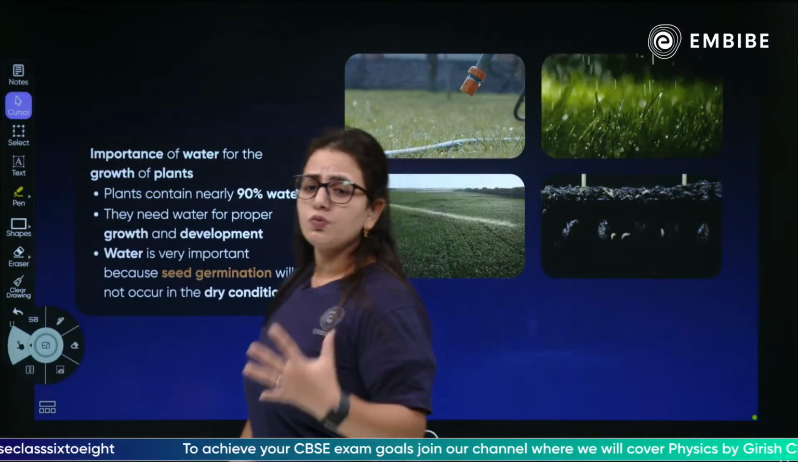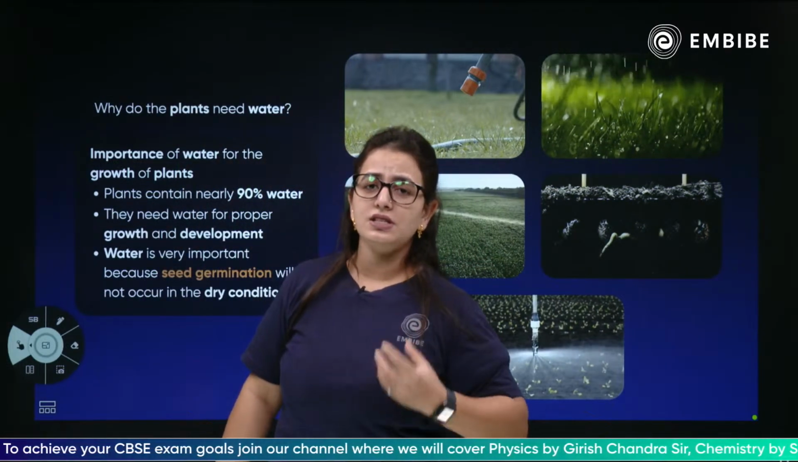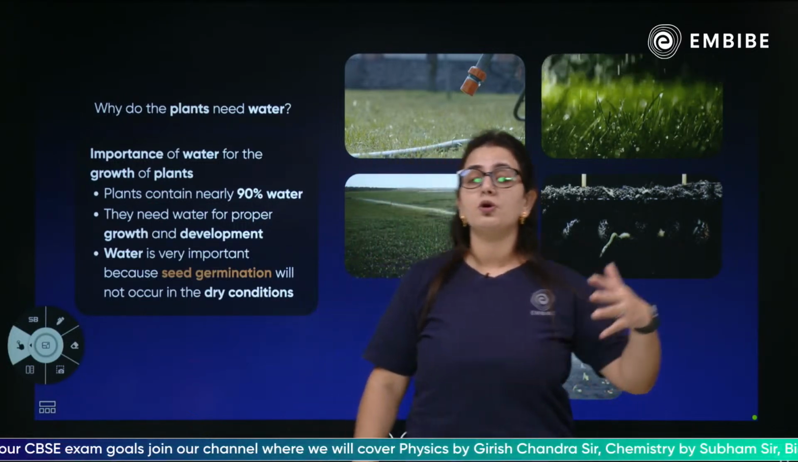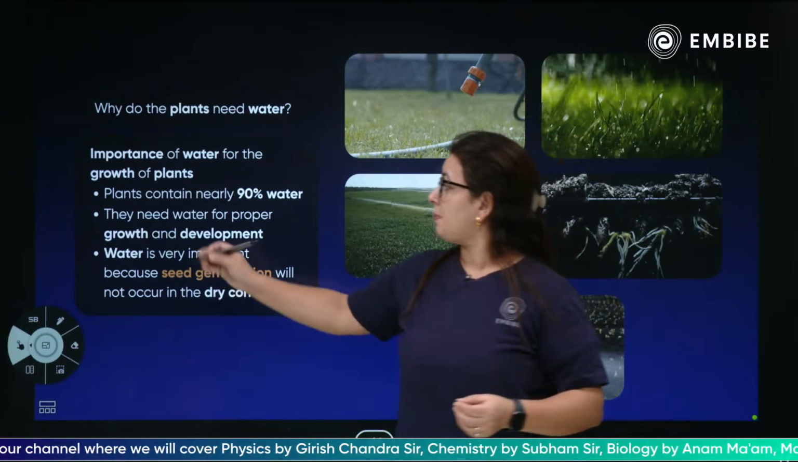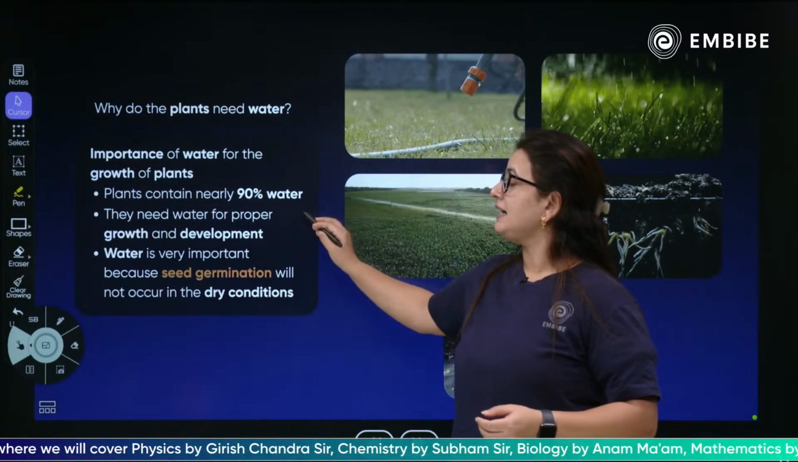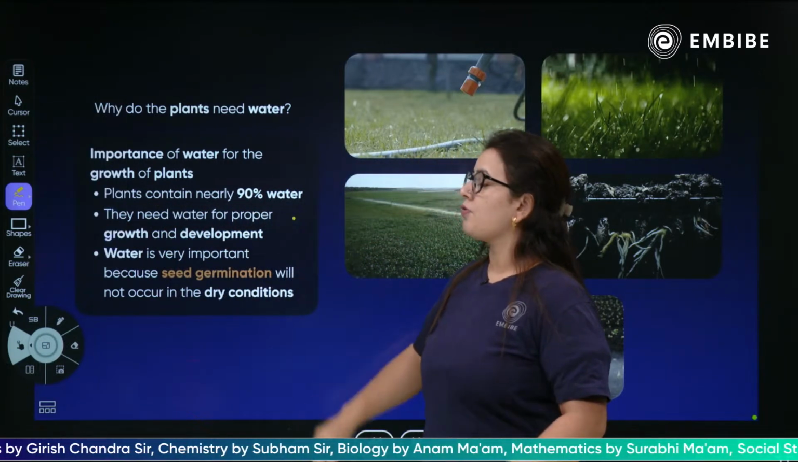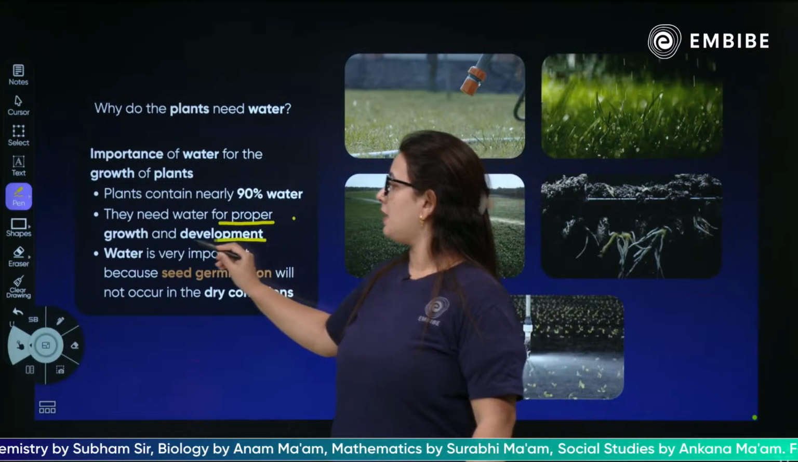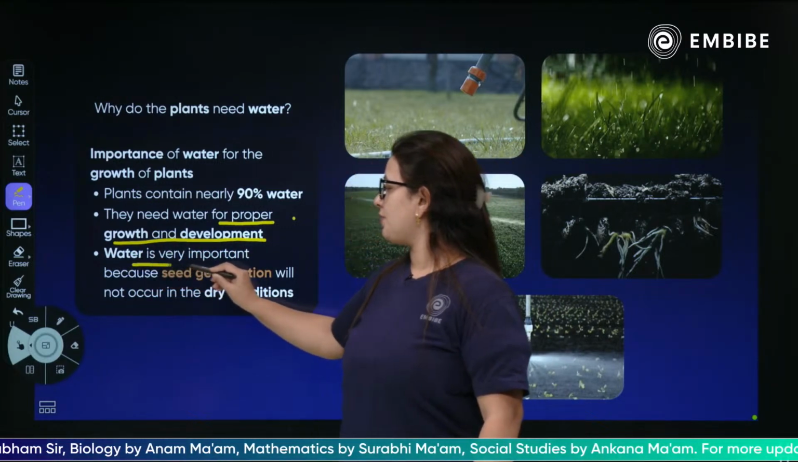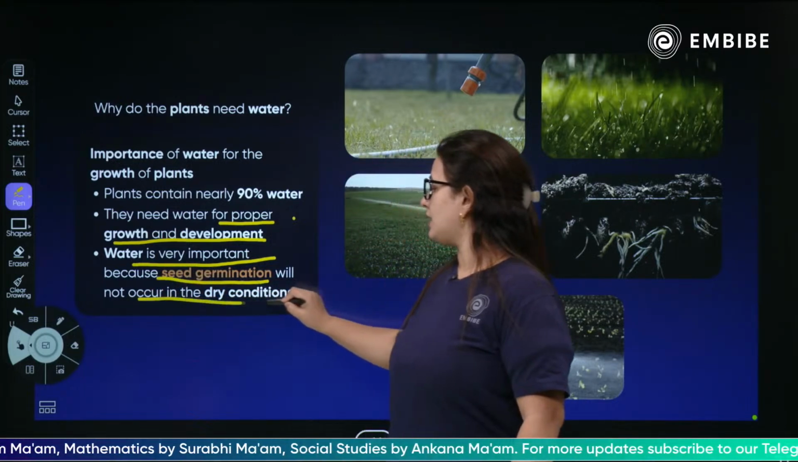Why is water essential? Why do we need the irrigation system? Why can't a crop grow without water? The reason is that the plant contains nearly 90% of water. They need water for proper growth and development, and water is very important for seed germination, which will not occur in dry conditions.